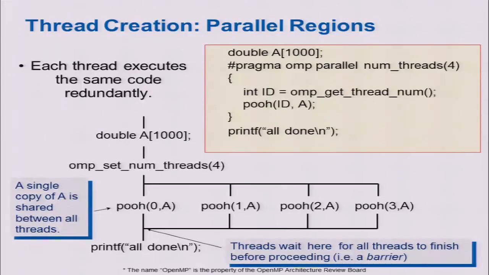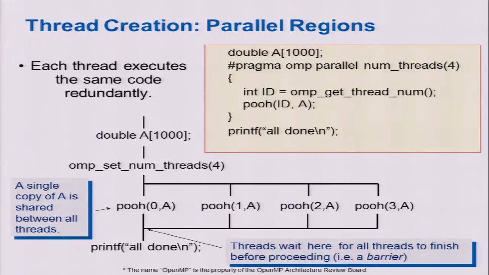here's looking at exactly how this thing will execute. All right? So let's assume I have 4 threads, and I declare an array outside the parallel region. With very few exceptions, if you declare it outside the parallel region, it'll go on the heap and be shared between the threads. If I declare a variable inside the parallel region, then it'll be private to each thread. It'll go on the thread stack.